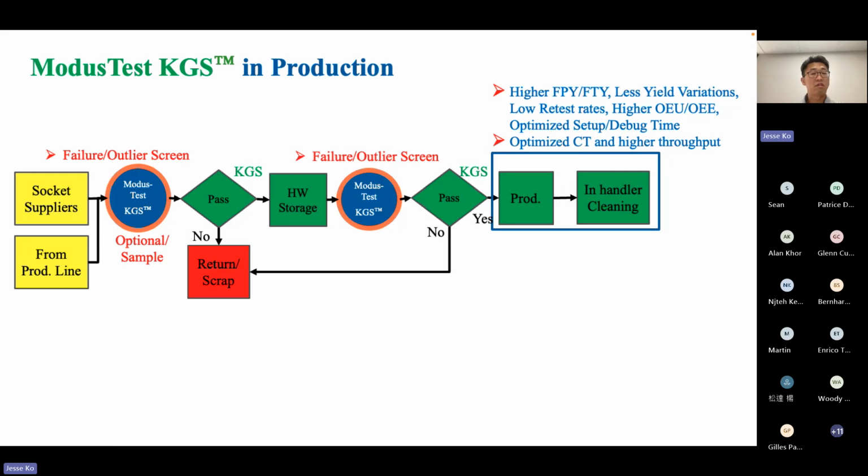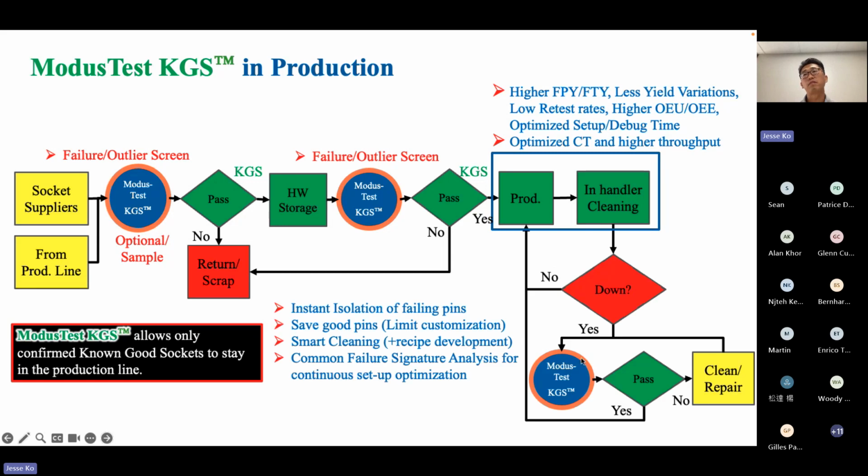And the setups go down. It does. We don't live in a perfect world, but when a setup goes down, now they're using ModusTest KGS to perform the analysis, which helps them instantly find failing pins or marginal pins. It allows them to save good pins because some tests or some pins do not require very low performance limits, and you can also customize a limit. You can save some of the still good pins on the package in the socket. And you can also develop smart cleaning with recipe development. I have a specific example for each of these later. And you can also perform common failure analysis for continuous setup optimization.